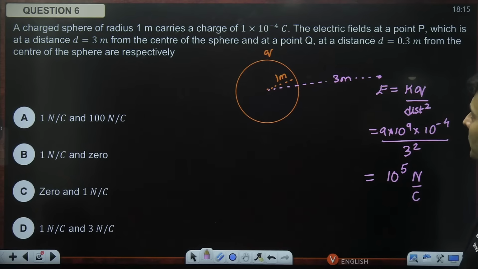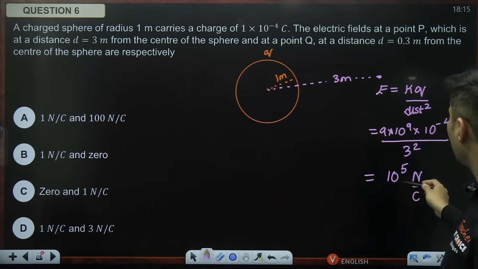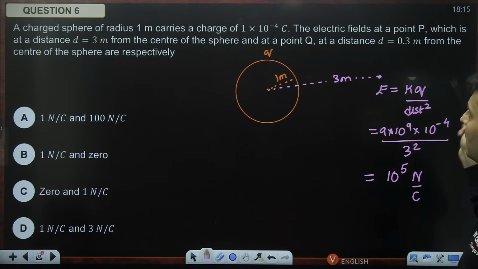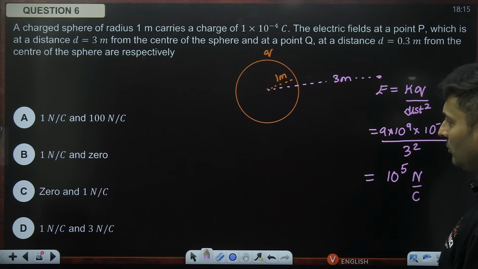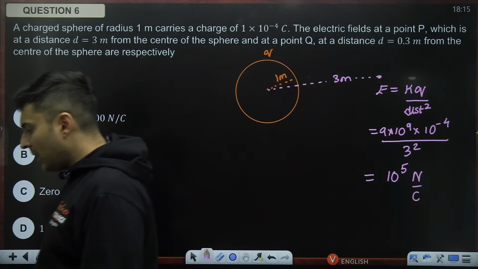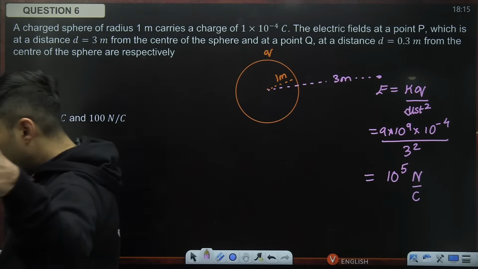I think some unit mismatch is there somewhere or the other. Maybe this is 10 to the power some microcoulomb or something like that. I'm not really sure. But otherwise this should be 10 to the power 5. Okay, everyone?